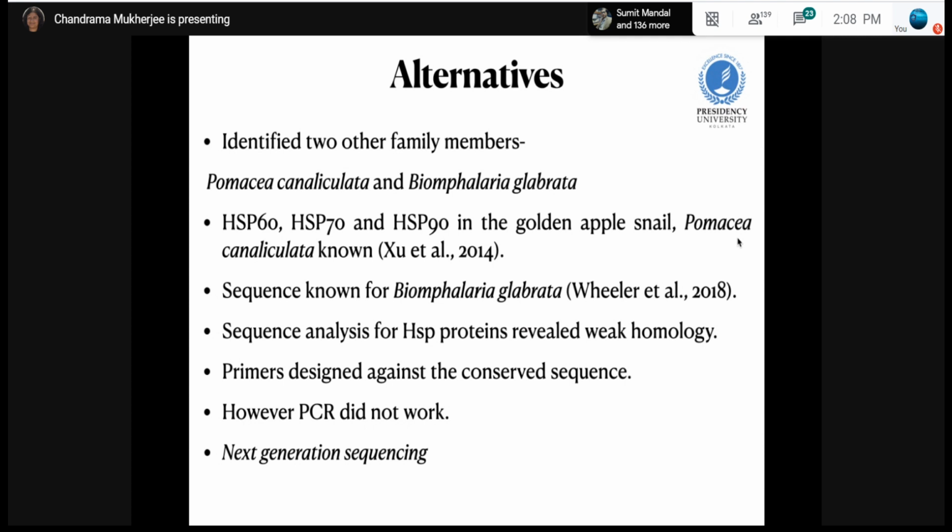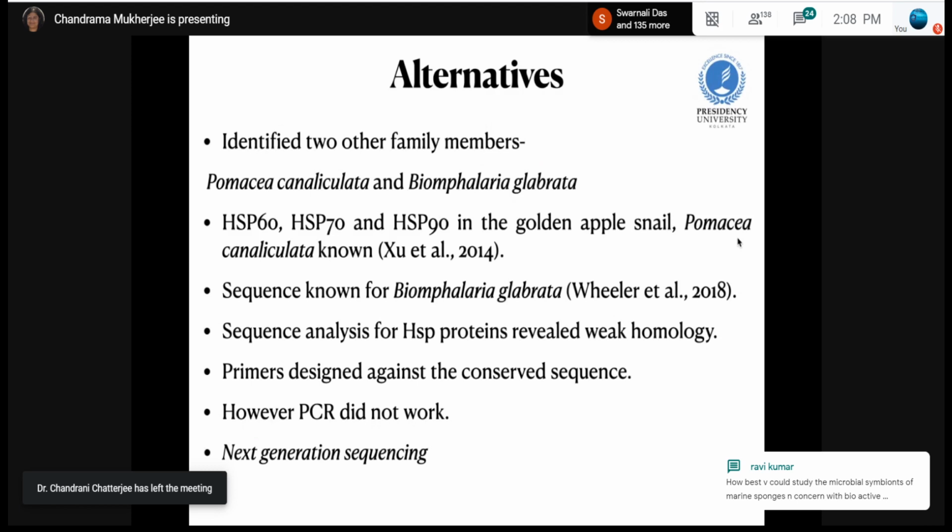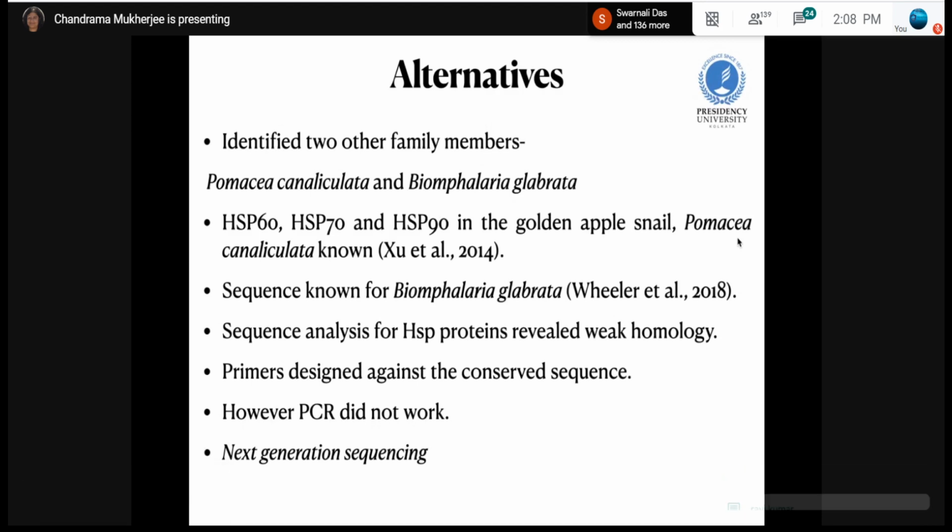When we tried to do a PCR amplification of HSP60, 70, and 90 from Bellamia, we could not get any positive hit. So the primers could not detect any gene encoding those proteins in Bellamia. What could be the reason? The reason probably is that the species, though they belong to the same class, have a divergent set of sequences. So the primers we designed could not pick up HSP60, 70, and 90 from Bellamia species.